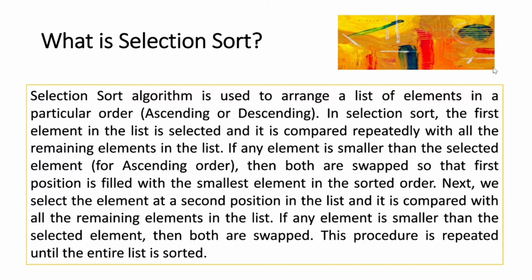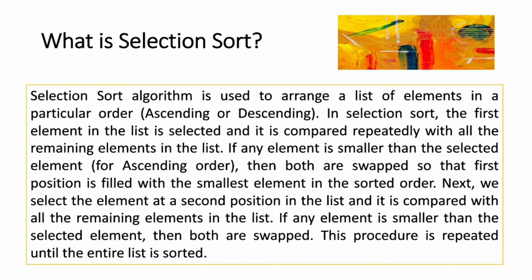It is an algorithm which is used to arrange a list of elements in a particular order, that can be ascending or descending. In selection sort, the first element in the list is selected, and it is compared repeatedly with the remaining elements of the list. If any element is smaller than the selected element, then both are swapped so that the first position is always filled by the smallest element in the sorted order.